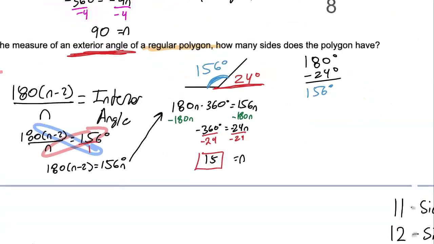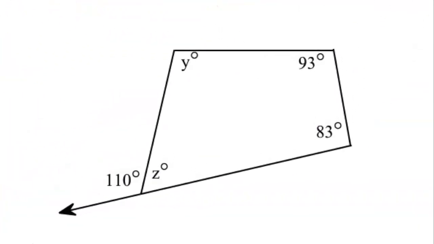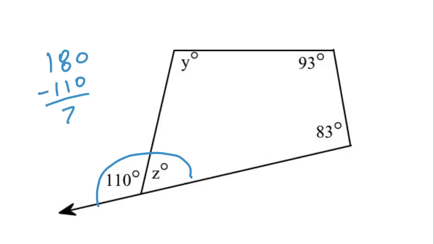Number 8 says find the value of each variable. So we've got to figure out what the missing variables are. We need to figure out what y is, what z is. The easiest one, we should all know how to figure out, is angle z. If I know the exterior is 110, all I have to do is take 180 minus 110. Z is 70 degrees.